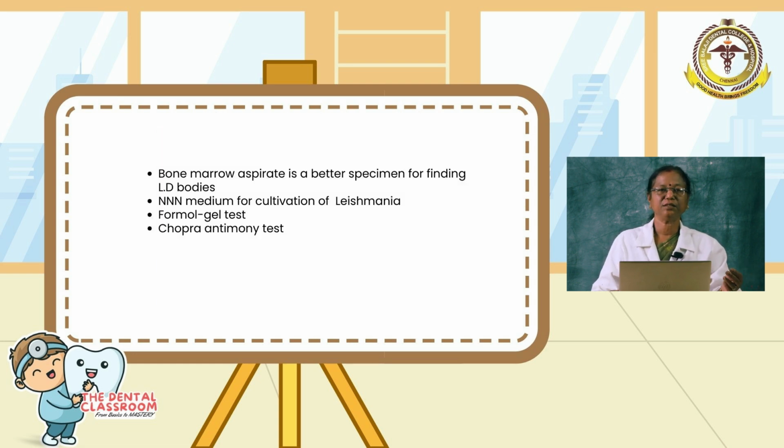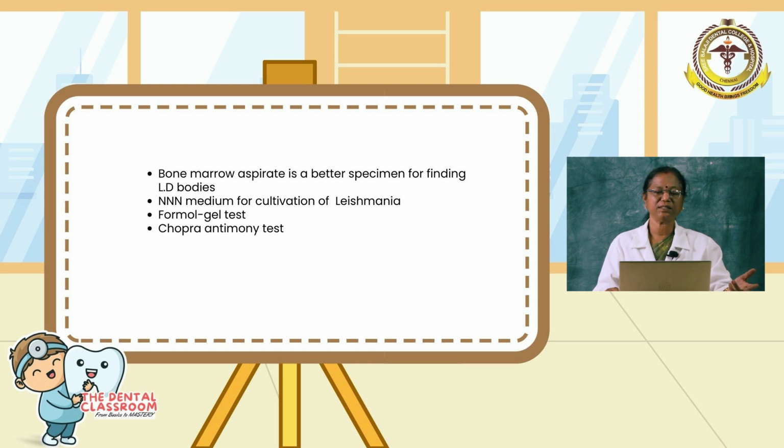The important laboratory tests: how do you diagnose Leishmania? Mostly the specimen we collect is bone marrow aspirate, which is the best specimen, and in these bone marrow aspirates you can see the LD bodies. LD bodies are nothing but Leishman-Donovan bodies, which are amastigote forms, and you can also cultivate them in a medium called triple N medium, NNN medium, and there are two antibody mediated tests.